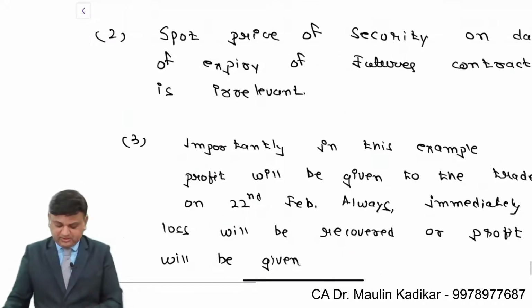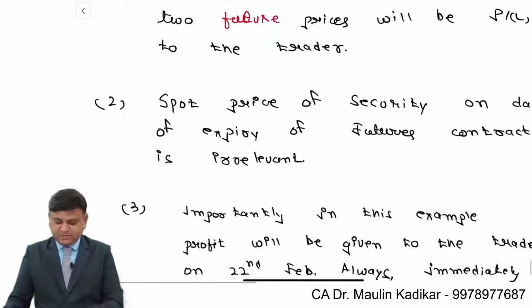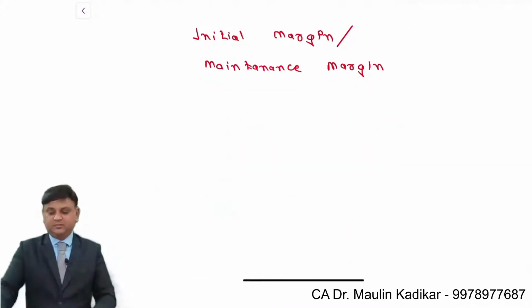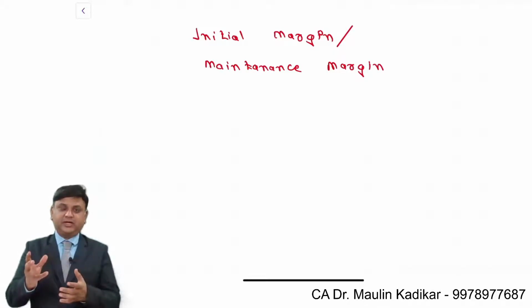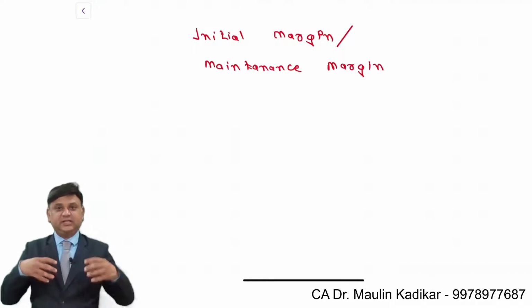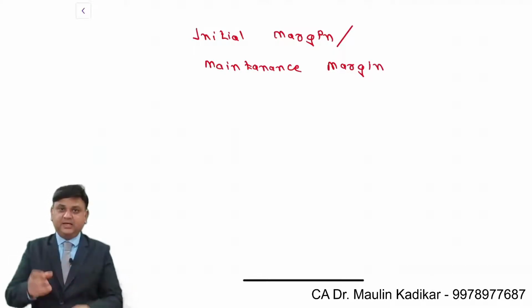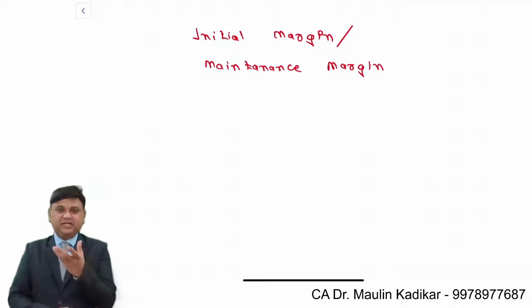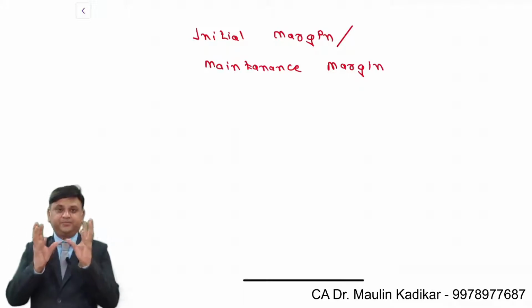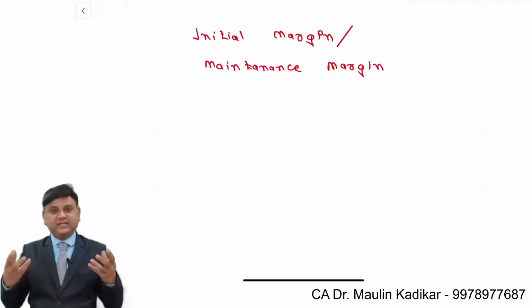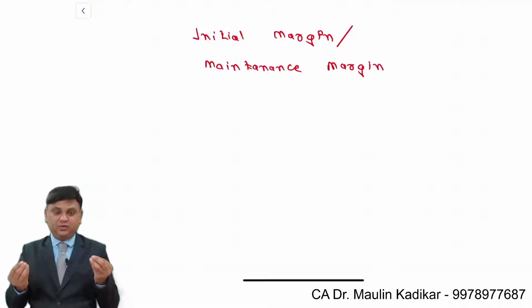Initial margin, maintenance margin. Friends, we had discussed a point like this, that whenever a trader is entering into the futures contract, the trader is entering with the faith that the exchange is there to give the profit to me if at all I have a profit. So basically the exchange is an intermediary between two parties, between two contracts. Whatever transaction these two parties are entering into is through a medium, that is the exchange.